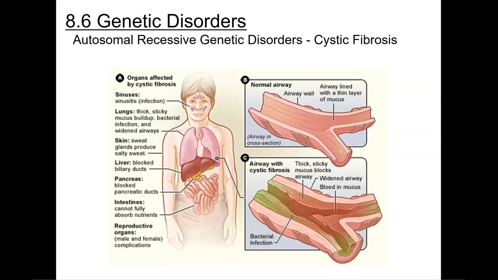With their skin, the sweat glands are going to produce very salty sweat. The liver is going to end up with blocked bile ducts, which could cause a lot of pain. With the pancreas, you're going to have blocked pancreatic ducts. So it's not going to be able to put the pancreatic enzymes into the small intestine that help to finish digesting some of the larger particles and be able to absorb them. Inside the intestines, they can't fully absorb nutrients because of this, and reproductive organs, male and female complications can occur.